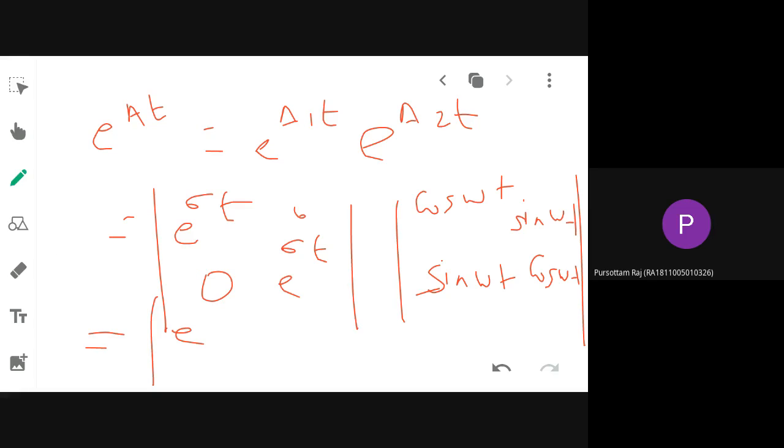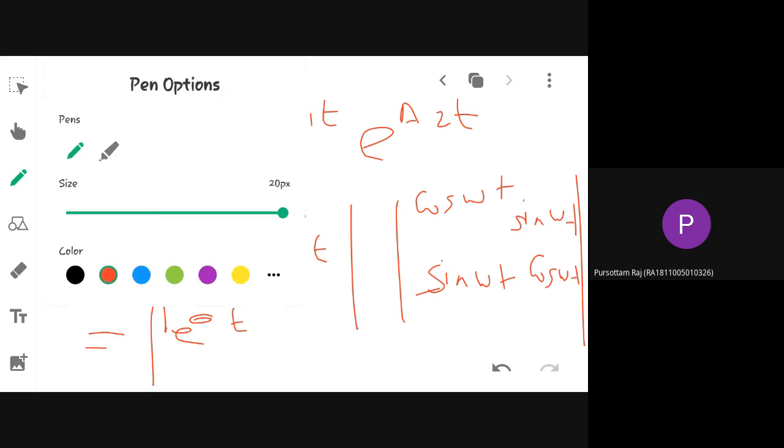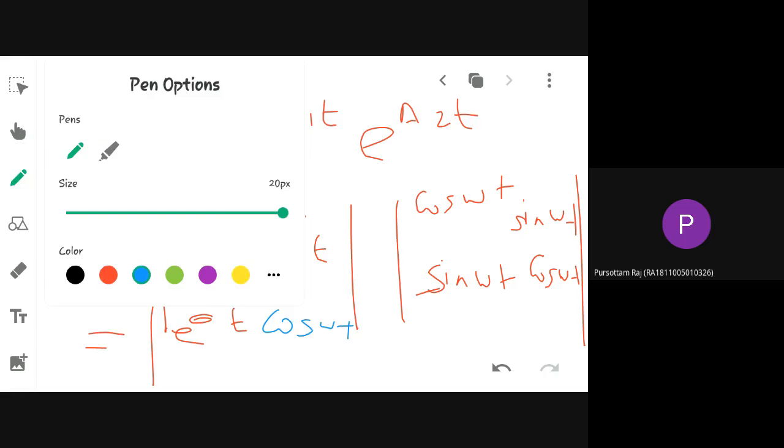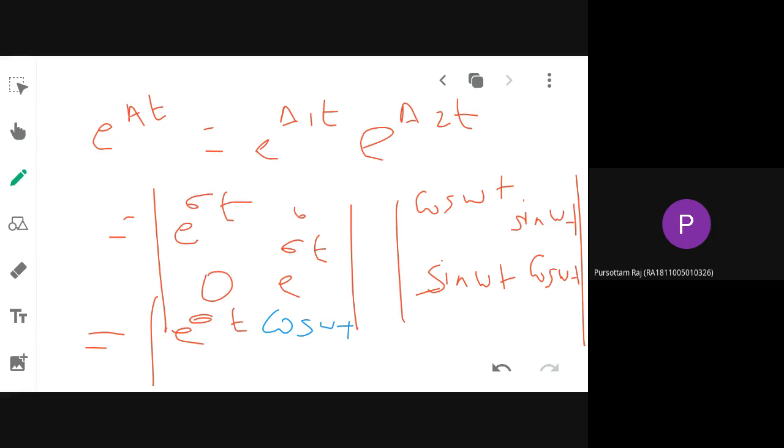E power sigma t, then cos omega t, first term. Second term, 0. Okay. What is the second term? Oh, you have to multiply now like this. E power sigma t, what will be the sin omega t? What is the second term?